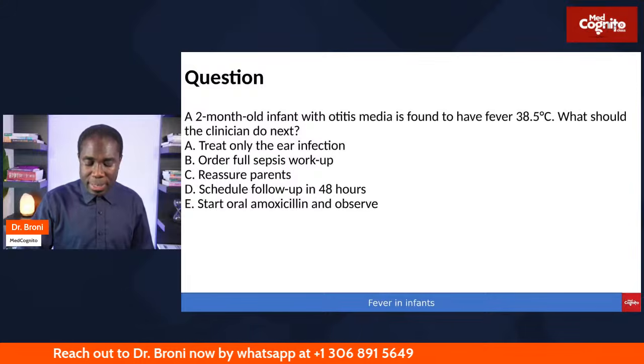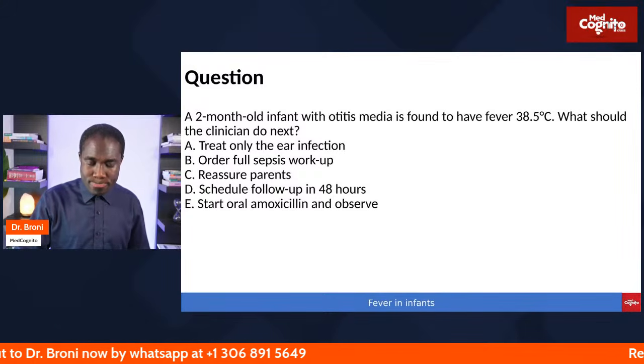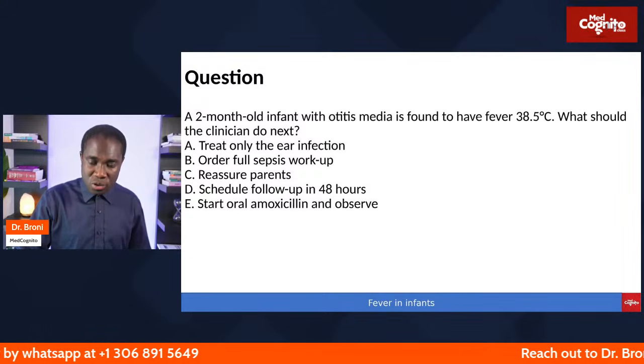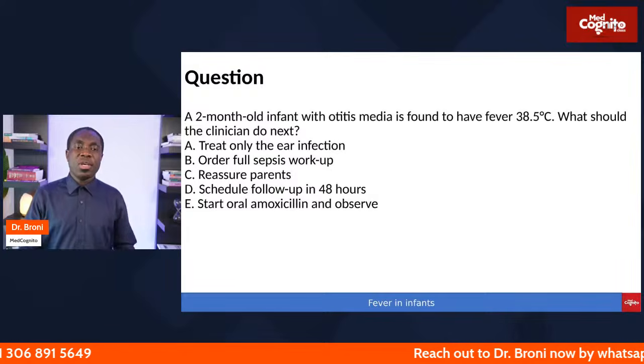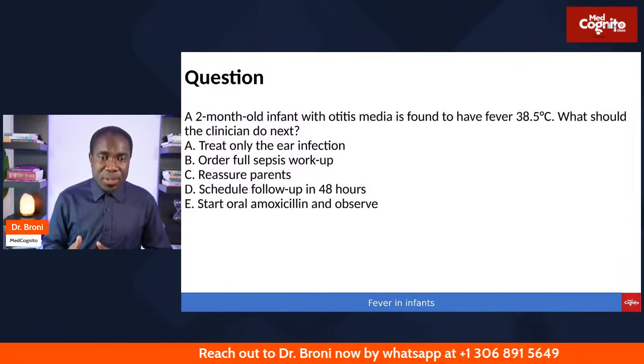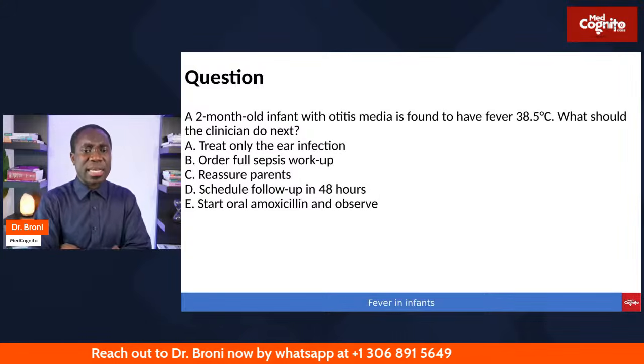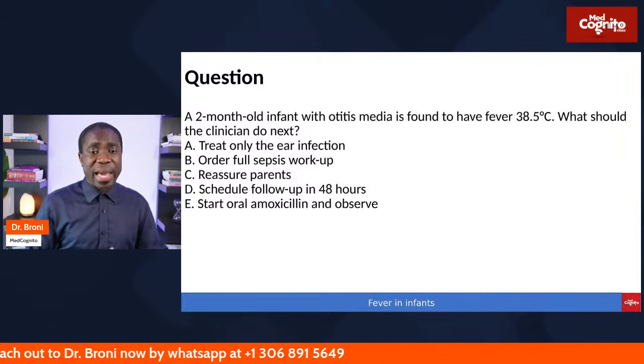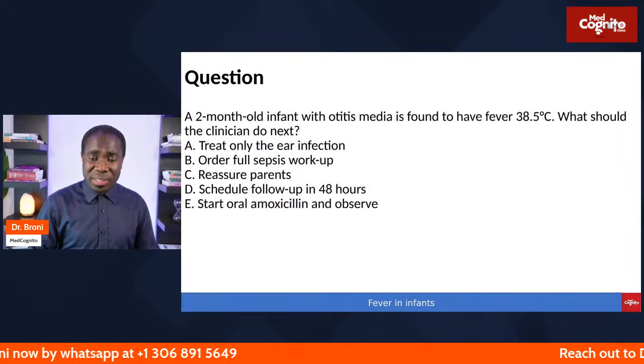What's your correct answer? Treat only the ear infection, order full sepsis workup, reassure the parents, schedule follow-up in 48 hours, or start oral amoxicillin and observe.